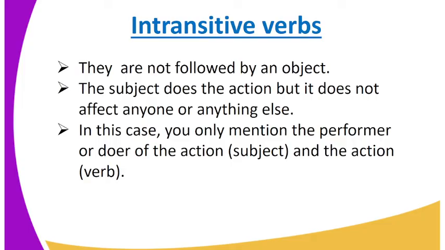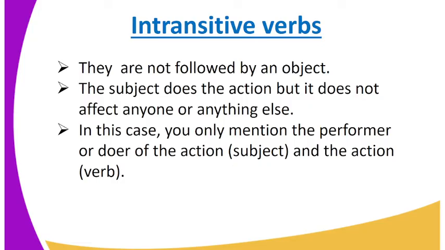So let's go to intransitive verbs. They are not followed by an object. They are opposite from transitive verbs. So they are not followed by an object after that verb. The subject does the action, but it does not affect anyone or anything else. In this case, you only mention the performer or doer of the action, the subject, and the action.